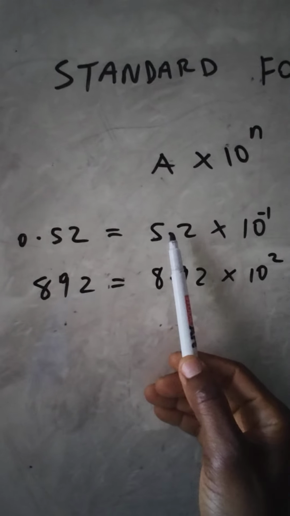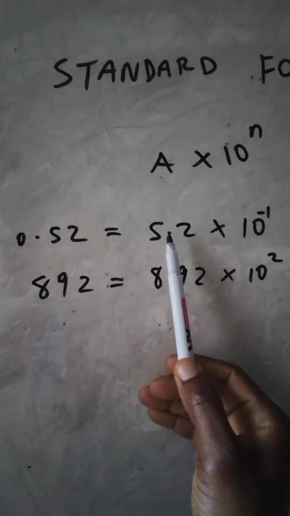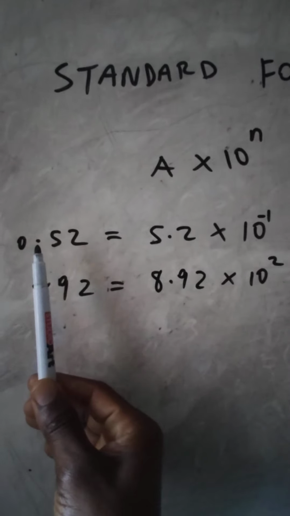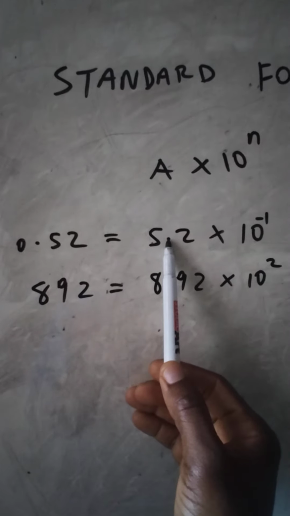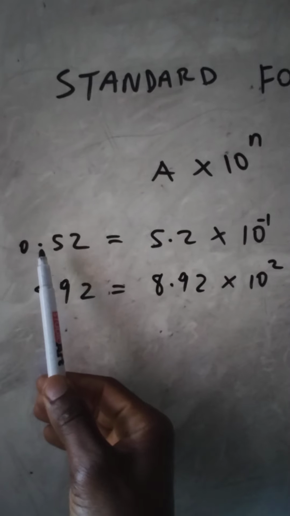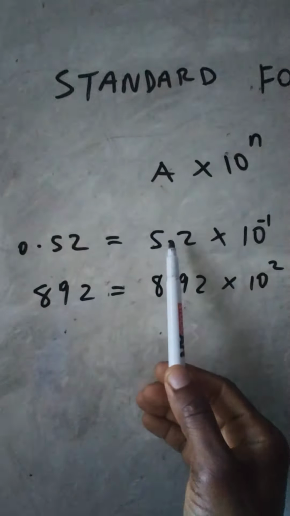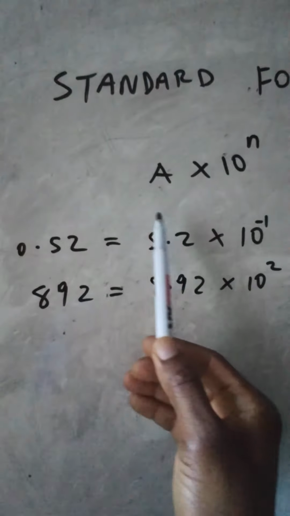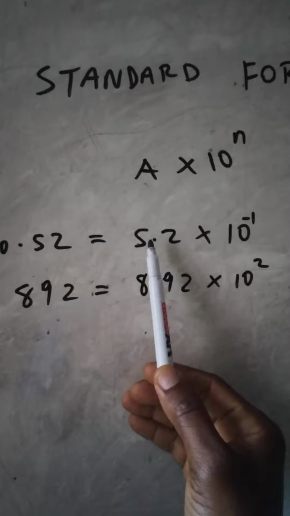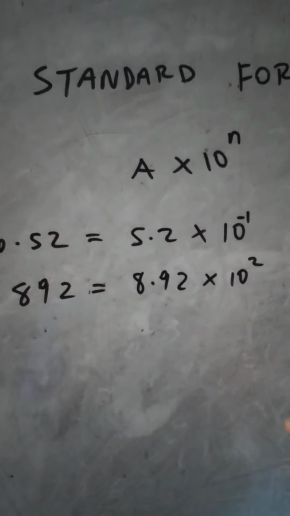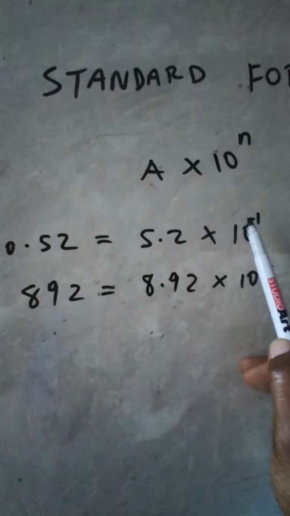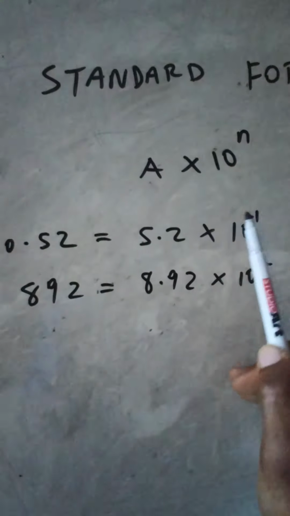Now, this is the new number that you have written down. You're going to go back to the original number. What do you do to go back to the original number? The point is here, and you go one place to the left to get back to the original number. So because you go one place, the index is 1, and because you go to the left, it becomes a negative.